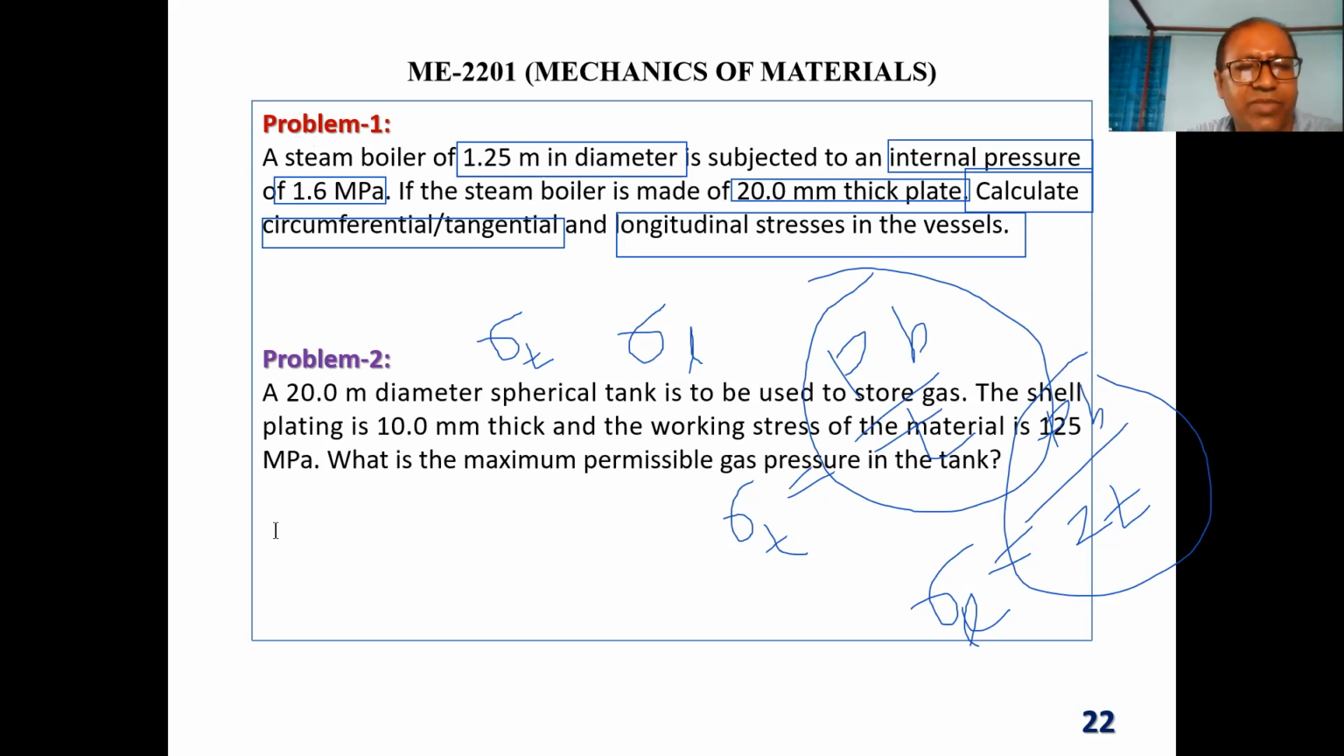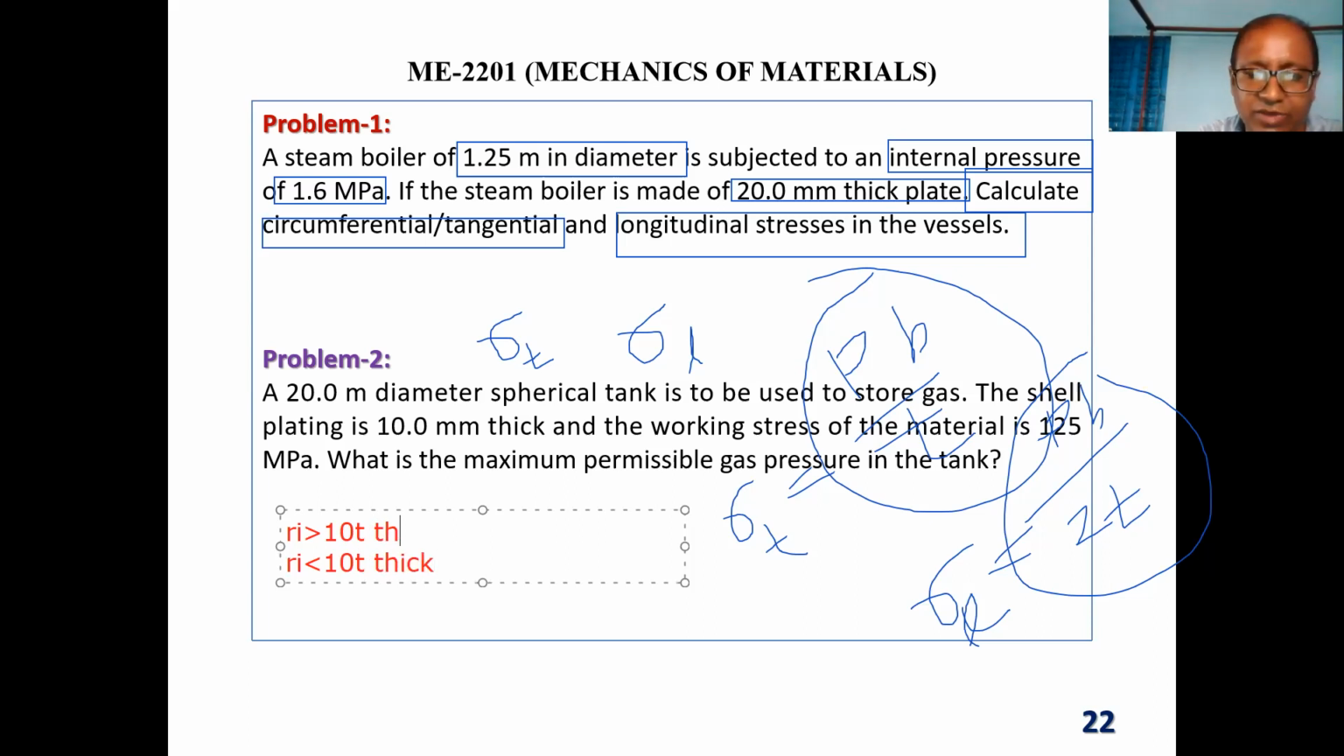You figure out Ri, the thickness is very small, so it should be thin. No. You have to figure out this rule. If Ri is greater than 10T, it obeys this formula, then it will be thin. If Ri is less than 10T, then this will be thick wall. That formula we can teach you. And this one is thin wall, but we have to show it.